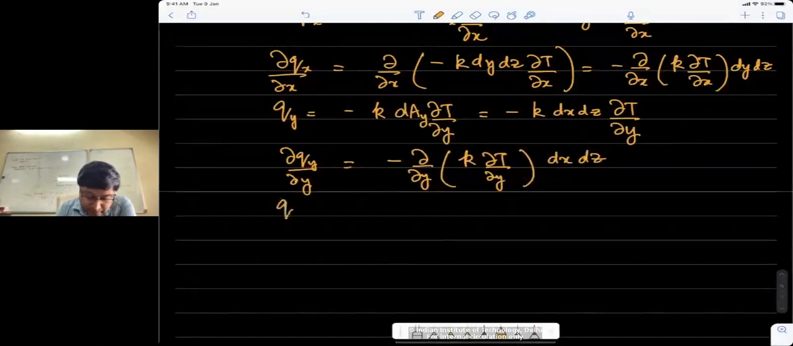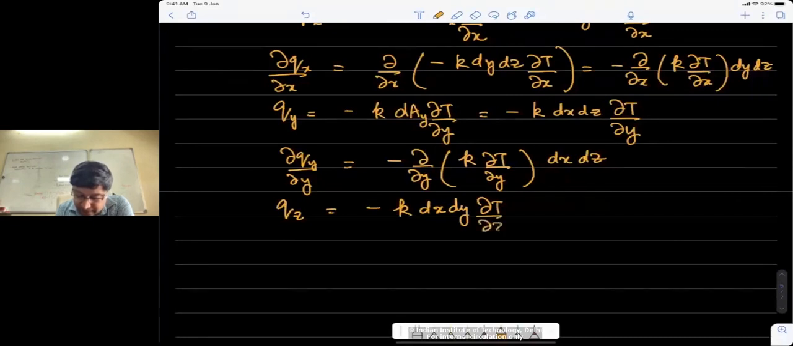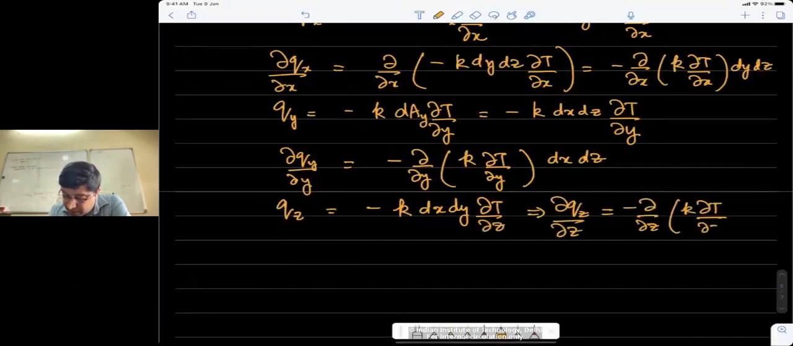And finally Qz would be minus k. I can now write the area clearly, it would be dx dy, dT/dz, which implies dqz/dz would be minus d/dz of k dT/dz dx dy.